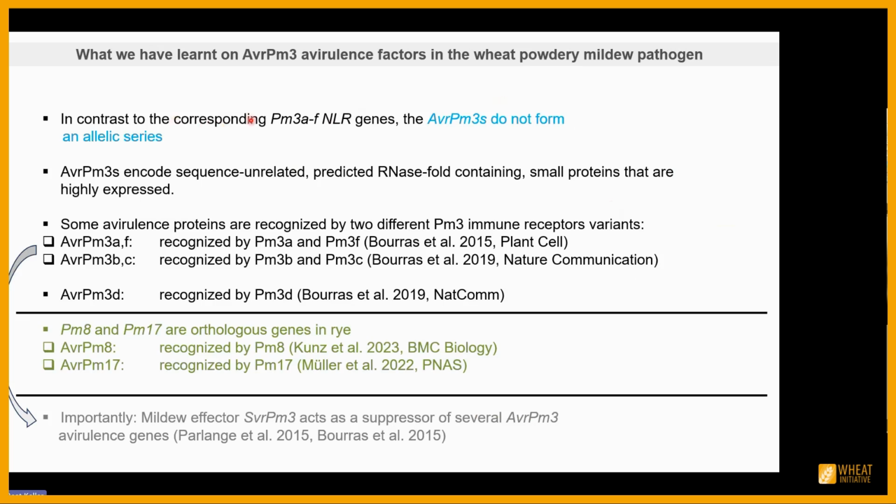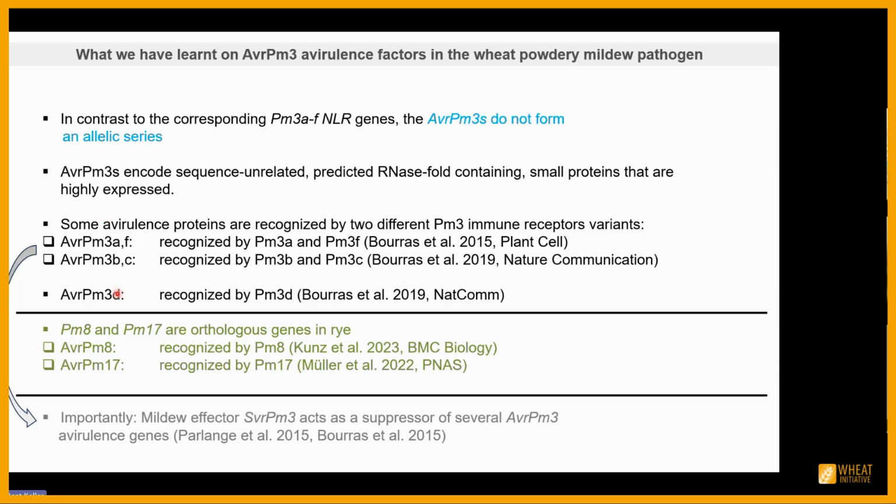What we have learned is that, in contrast to the corresponding NLR allelic series, the corresponding AVR PM3s do not form an allelic series. We might have expected an allelic series of AVRs on the pathogen side as well, but that's not the case. The different AVRs encode sequence-unrelated, predicted RNase fold-containing small proteins that are highly expressed, but sequence unrelated. And we found that PM3A and F recognized the same avirulence gene product, and PM3B and C also.